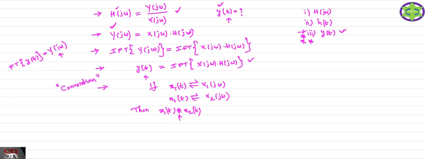How can you perform the convolution? To perform the convolution is nothing but an integral operation. For x1 of t and x2 of t, we take the integral from minus infinity to plus infinity of x1 of tau times x2 of t minus tau d tau. Using this integral operation, we find the convolution of x1 of t and x2 of t.